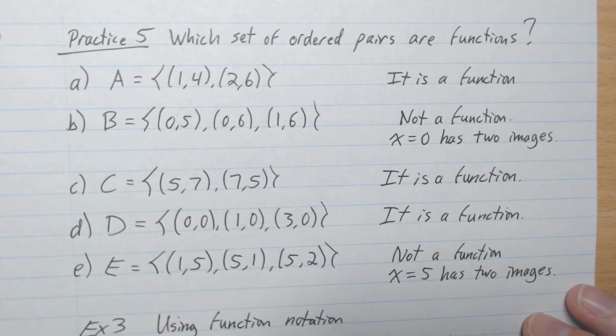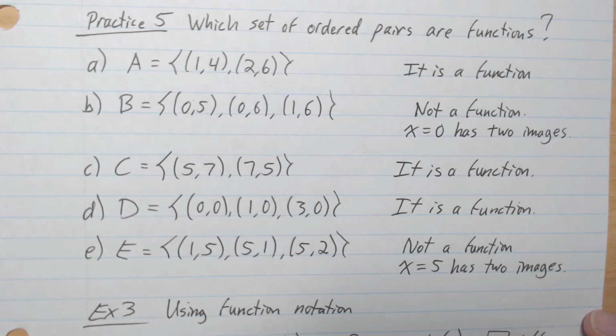C, it is a function. D, it is a function. And E is not a function because here 5 is being sent to 1 and 5 being sent to 2, right? So 5 has 2 images, therefore it's not a function.